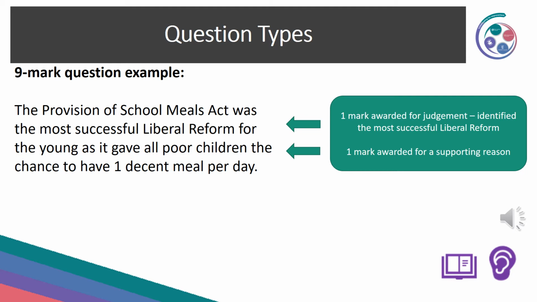1 mark is awarded for the first part of the sentence, where it says the Provision of School Meals Act was the most successful liberal reform for the young. This gives a direct answer to the question. The second conclusion mark is given for the second half of that sentence, because we have a supporting reason that backs up the judgment. It says it gave all poor children the chance to have 1 decent meal per day. This is then an explanation of why the Free School Meals Act was the most successful liberal reform.